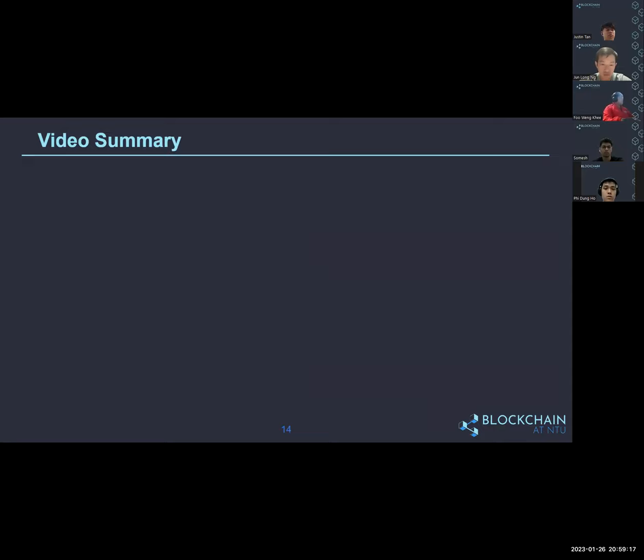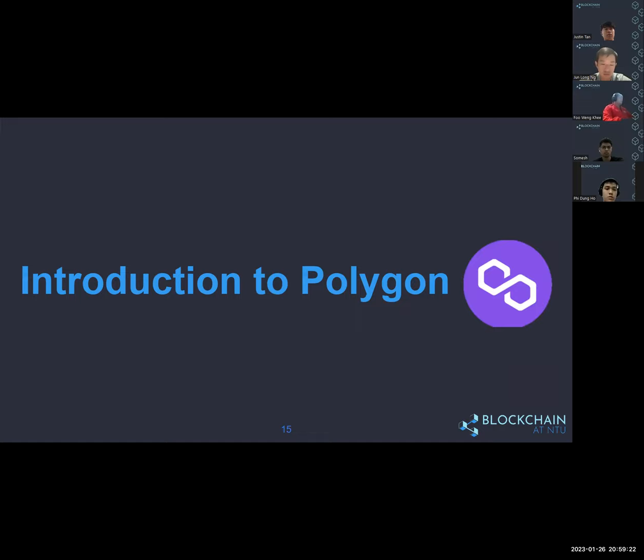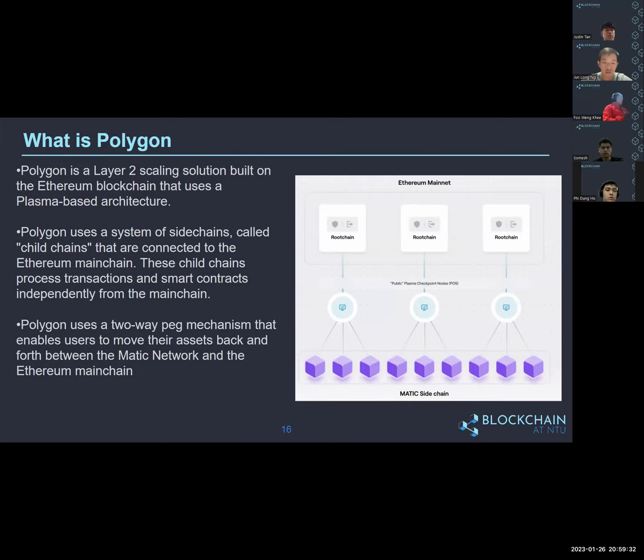Okay, due to the interest of time, we'll be skipping the video summary and we'll be talking about Polygon now, which uses the plasma scaling solution. So what is Polygon? Polygon, formerly known as Matic, is a layer 2 scaling solution built on top of the Ethereum blockchain. It uses a plasma-based architecture to increase the speed and scalability of the Ethereum network.